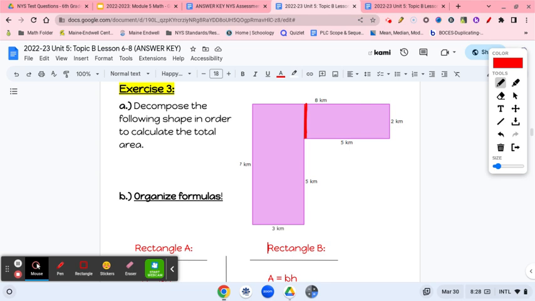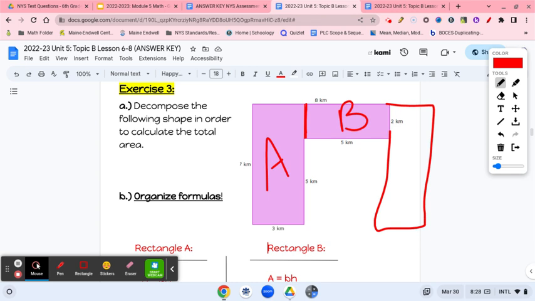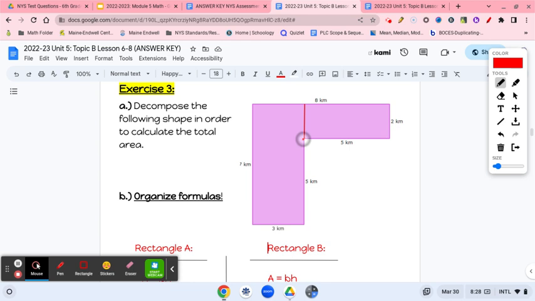Okay? So yesterday we talked about labeling your shapes. A, B, C, however many you have. Now, if I had a rectangle that was mirrored on this side, that was the exact same as this one, same measurements, like a base of 3, a height of 5, I would say those are two A's. I'm using the same letter because it's the same shape and dimensions. That's what's important.